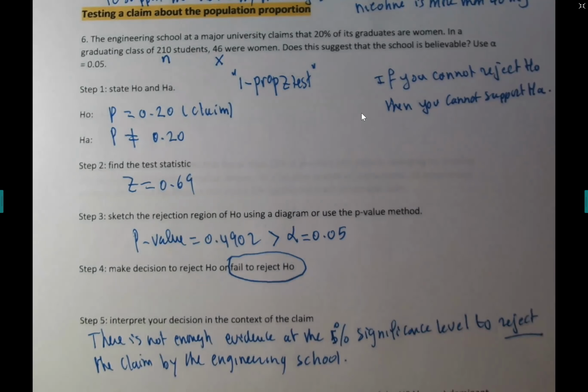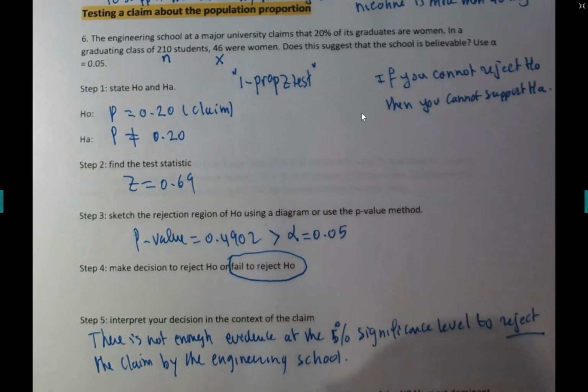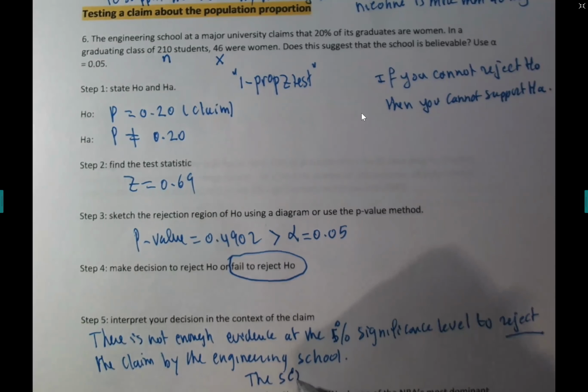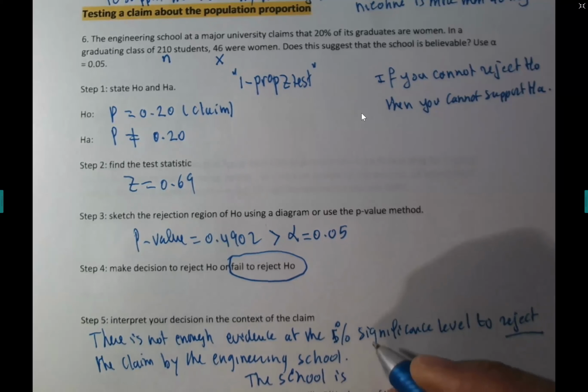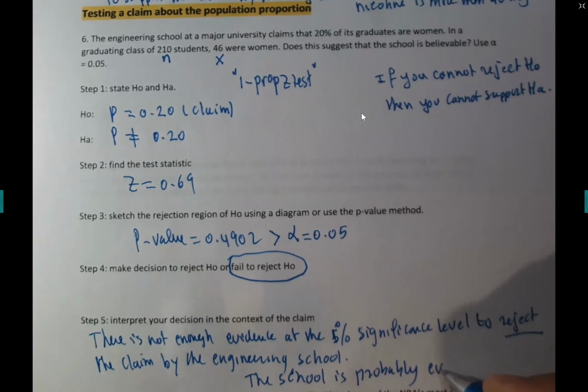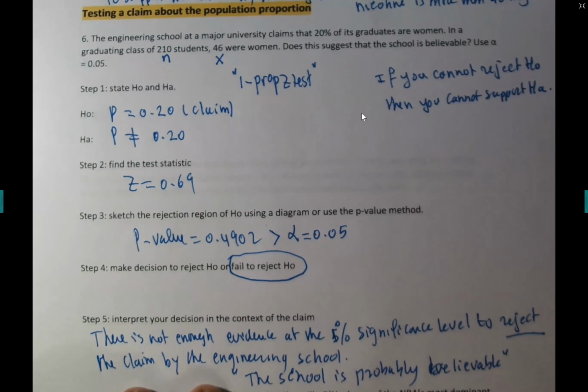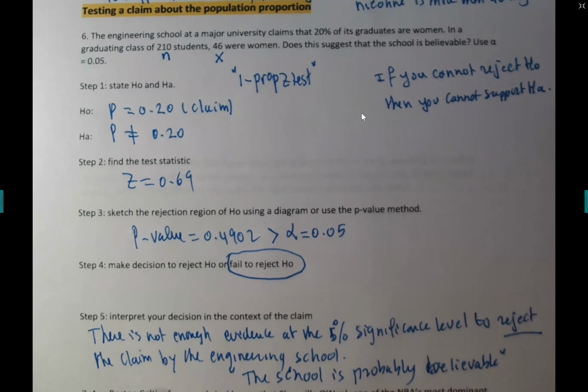We are saying, guys, that we cannot reject their claim. So do you think the school is believable? Yes or no? If I don't reject your claim, guys, that means probably you are believable. The school is probably believable. I can never confirm it, but I'm probably right. When you guys make a claim and I cannot reject your claim, so probably you're right. That's what I'm trying to tell you here.